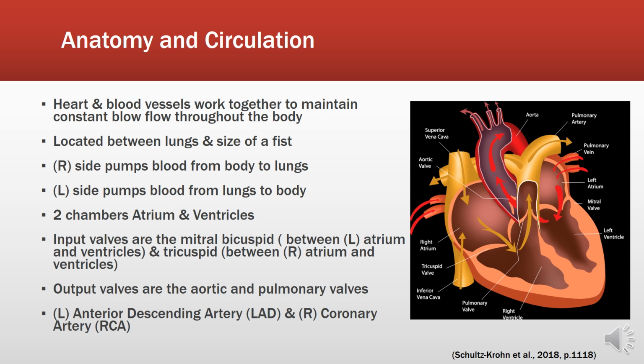Our output valves are the aortic valve and the pulmonary valve. The heart itself is also an organ which requires blood supply and oxygenated blood. And we have the left anterior descending artery and the right coronary artery.